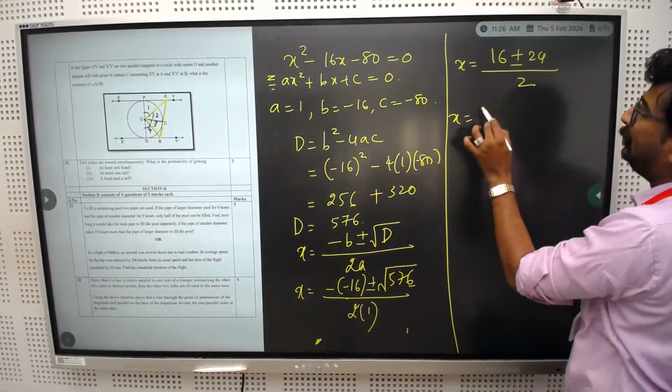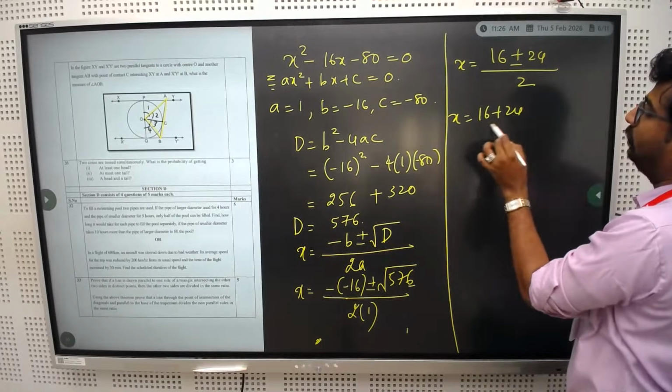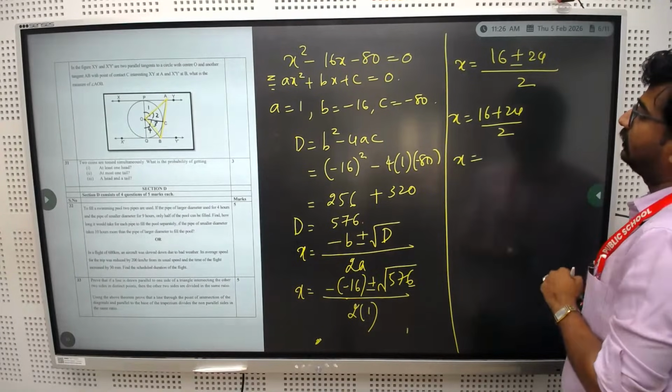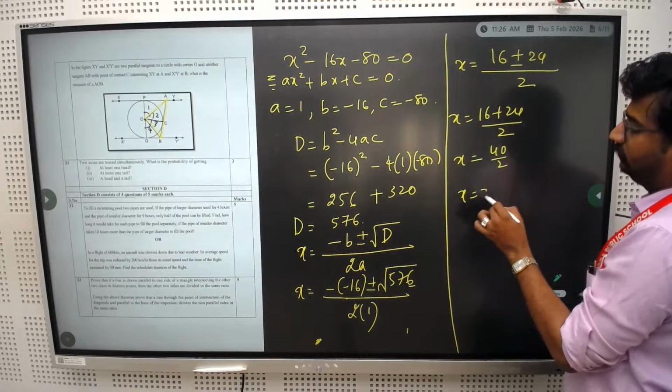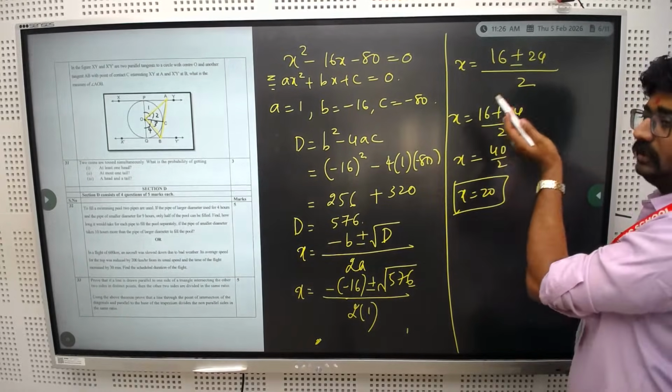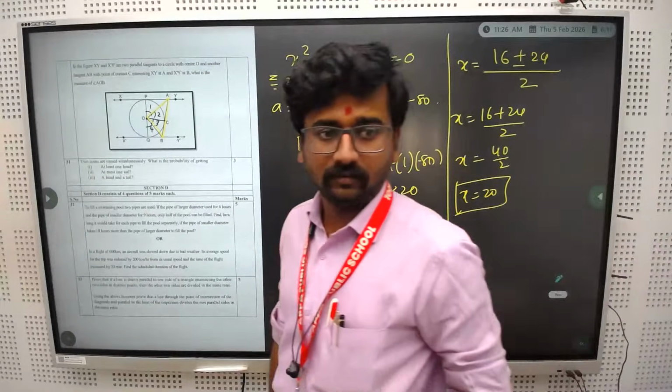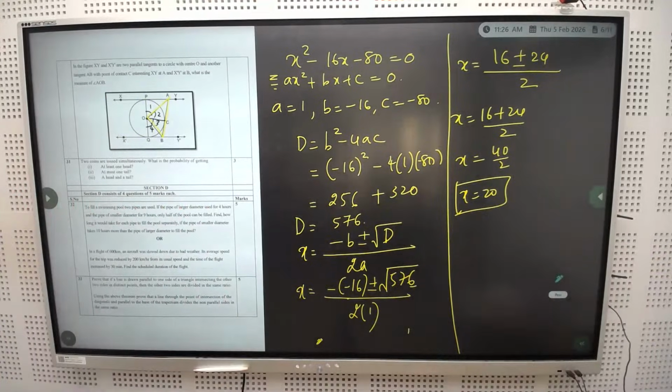So this is 24 by 2. So what should you do? 16 plus 24 by 2. How much is it? 40 by 2. What is 40 by 2? 16 minus 24, you will get negative. That is not at all possible. Time cannot be counted in negative. So this is your factorization method as well as formula method.